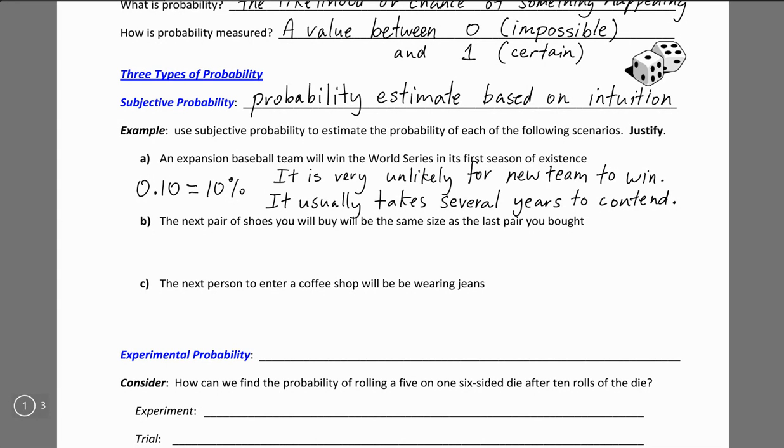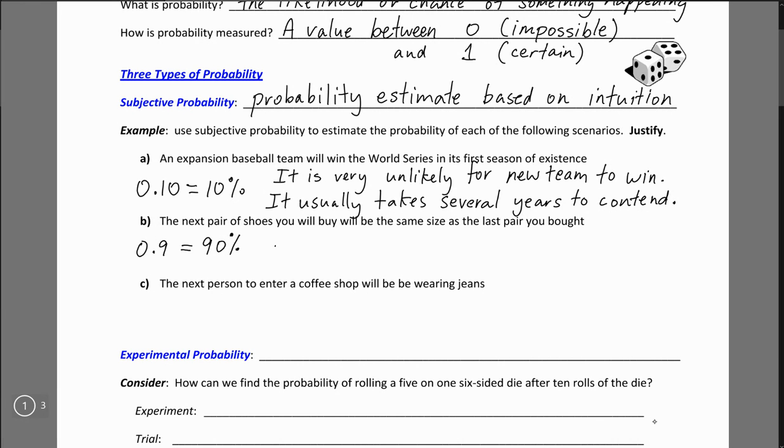Okay. Part B. The next pair of shoes you will buy will be the same size as the last pair you bought. So I'm going to give this a higher number, something closer to 1. So I'm going to say 0.9, which is 90%. And the reason why it's not 100% is because maybe in this situation you're still growing. So your shoe size might be a little bit bigger than your old pair. But for most people, at some point in their lives, the shoe size stays the same. And so you could say that with almost 100% certainty, or we're going to say here 90%, that the next pair of shoes that either me or you buy will be the same size as the old one.